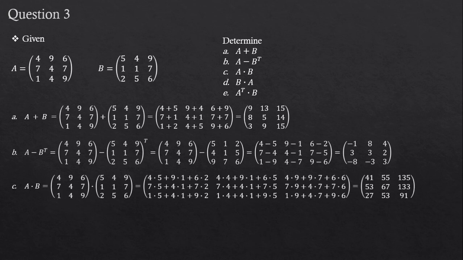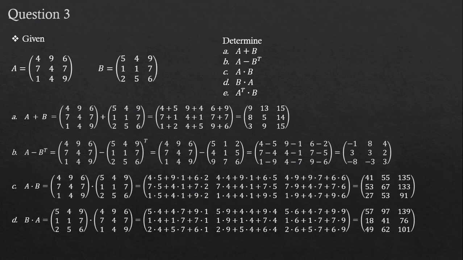As for C, it is multiplication. I already explained this algorithm, which will result in a 3 by 3 matrix. We need to multiply the first row with the first column, and then repeat the step for each corresponding entry according to the rule given. So the answer is 41, 55, 135, 53, 67, 133, 27, 53, and 91.